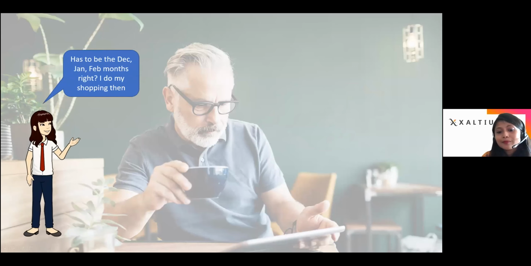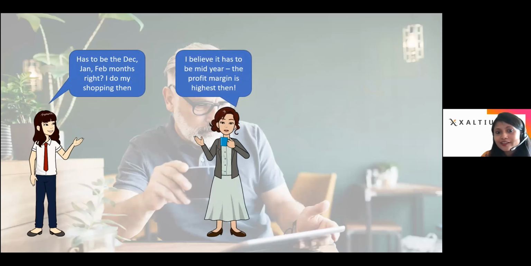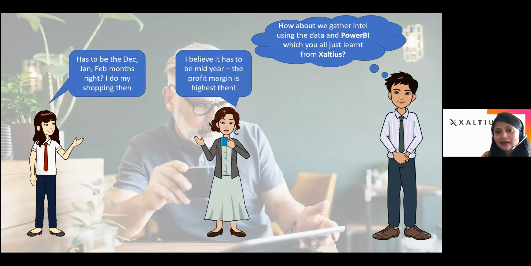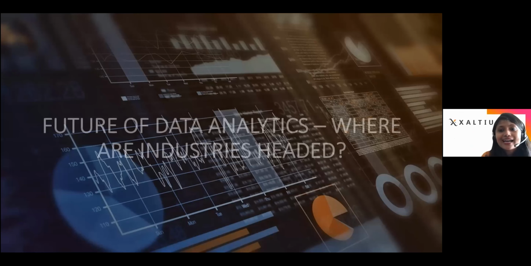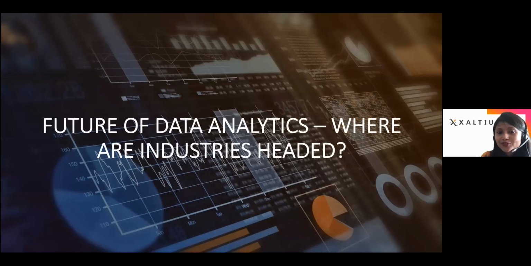So now, if we got to answer the business questions of the head of the retail, it tells me that the months are June and December, because that is where the maximum sales has happened, right? And this is not intuition based, this is more data driven. So let's look at the future of data analytics. Where are industries being headed?